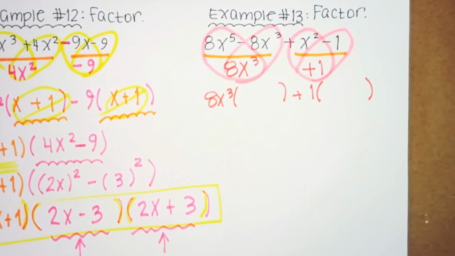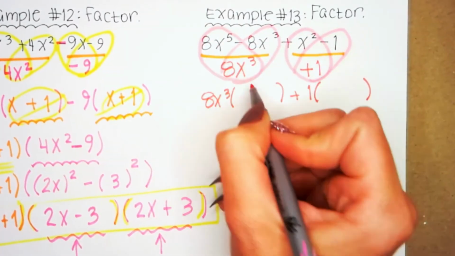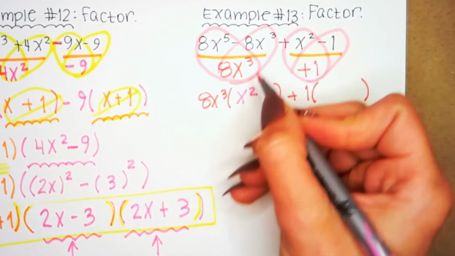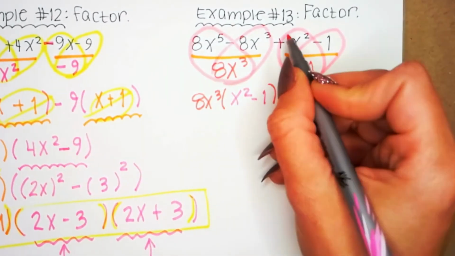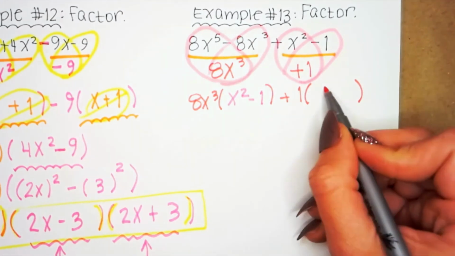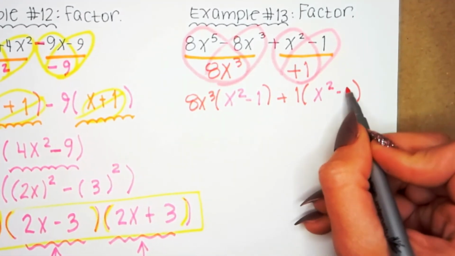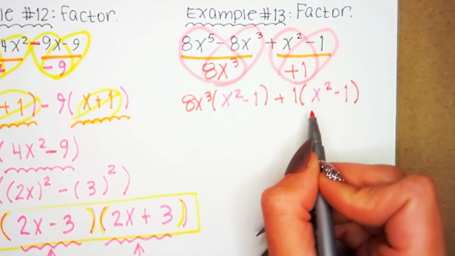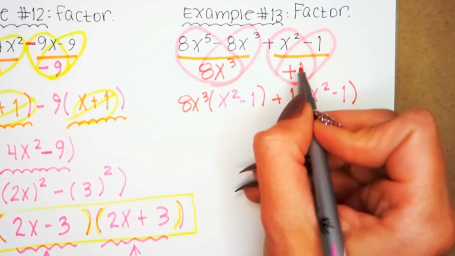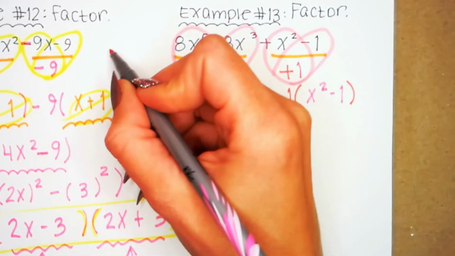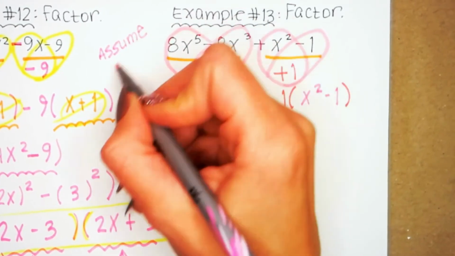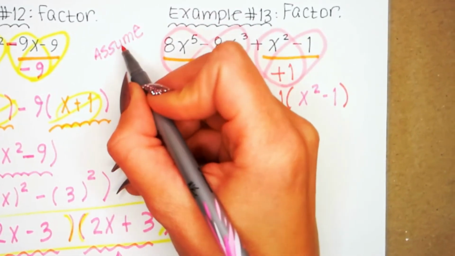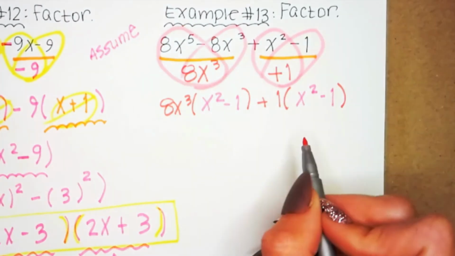What is left? Reduce this, x squared minus 1. Same, x squared minus 1. Don't assume. Always make sure. You know what happens when you assume? You make a something out of someone and someone.